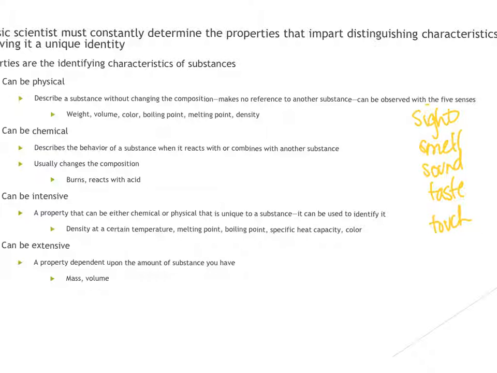Which ones do we use most often to make observations? Sight. Smell sometimes, sound. We tend not to use taste or touch. An example where you could use touch would be whether something is endothermic or exothermic: if the container got cold, it would be endothermic, and if the container got warm, it would be exothermic.